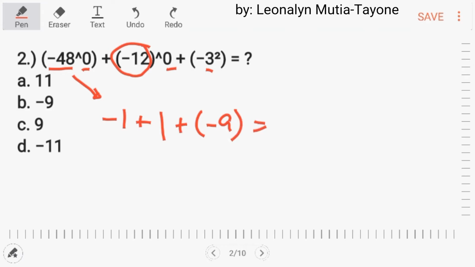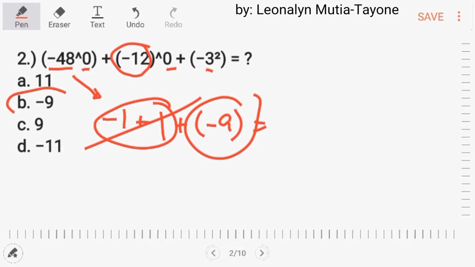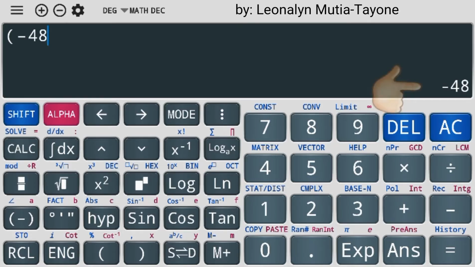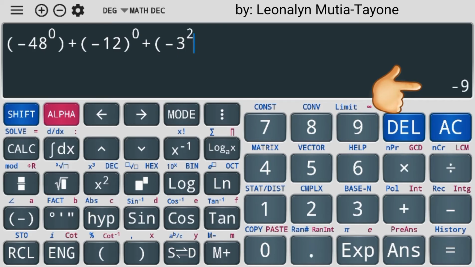So ang natira na lang ay subtraction at addition. They rank equally. So pareho lang sila. Unahin natin from left to right. Ito, 0 na yan. Negative 1 plus 1. 0 na yan. So the answer is negative 9, letter B. Double check natin sa calculator. Parenthesis negative 48 raised to 0. And the answer is negative 9.